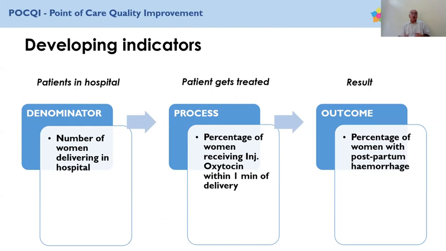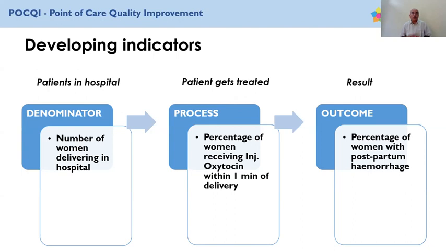What could be the outcome related to it? So giving oxytocin within 1 minute of delivery would result in lesser postpartum hemorrhage. That's an outcome. So percentage of women developing postpartum hemorrhage would be an outcome indicator. And this can be calculated very easily. Total number of women delivered in a facility as a denominator, and number of women developing PPH as a numerator, into 100 would give us the percentage of women with postpartum hemorrhage.